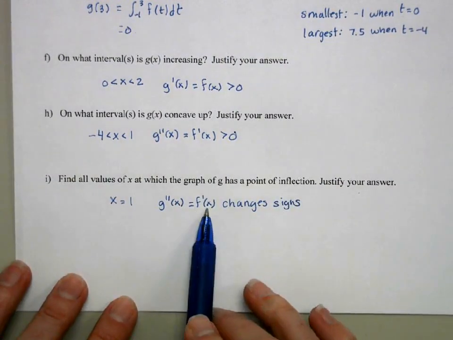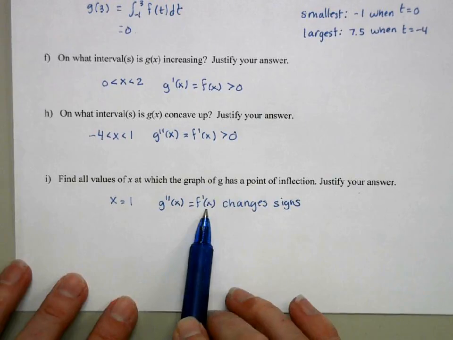So that is what you can expect for your Calc AB Unit 5 test.